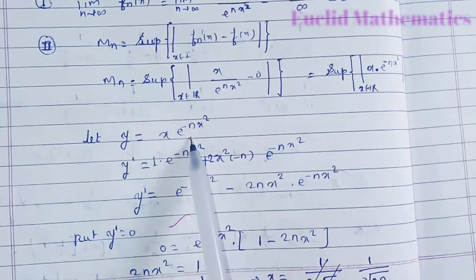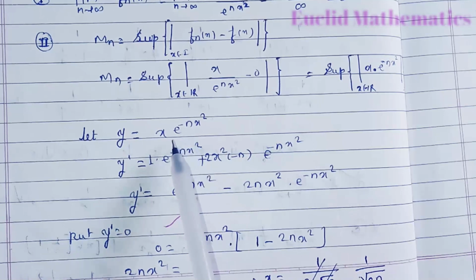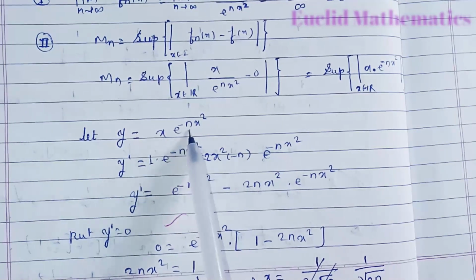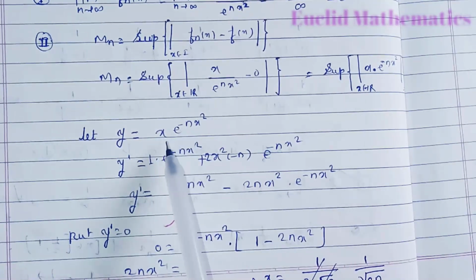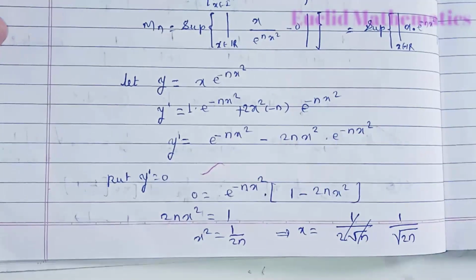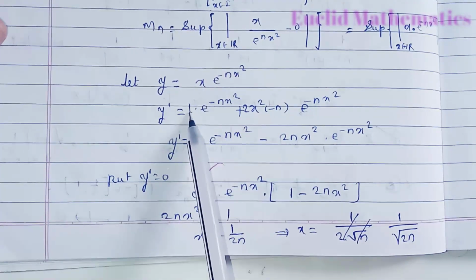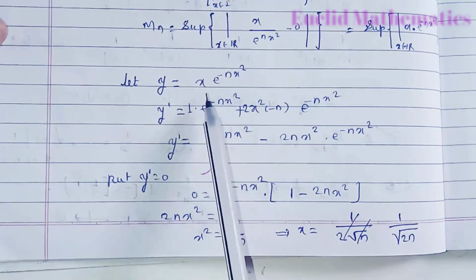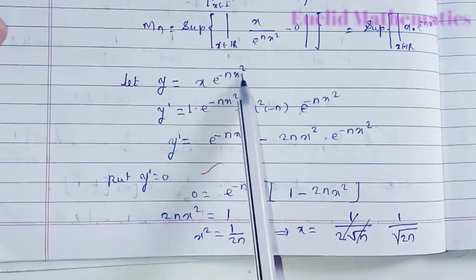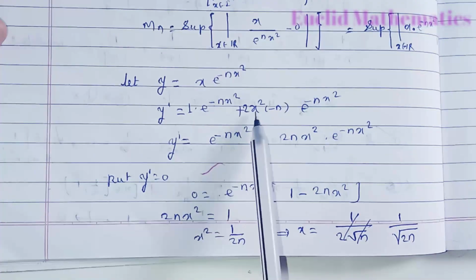So y is equal to this, and now differentiate it. I hope you all know differentiation. So this is a function of u into v. Apply the product rule of differentiation, then y dash will come. Now y dash: differentiation of the first variable, keeping the second as it is, differentiation of x is 1, plus e raised to minus n x square; differentiation of e raised to x remains e raised to x, and differentiation of minus n x square will be minus n.